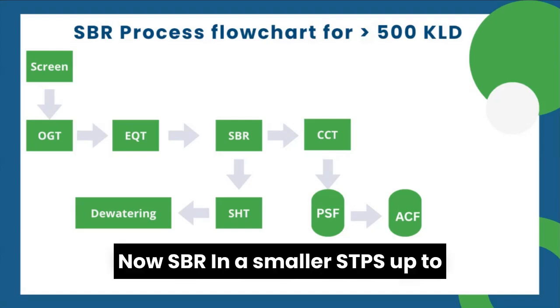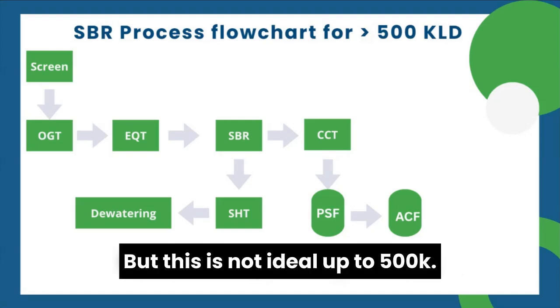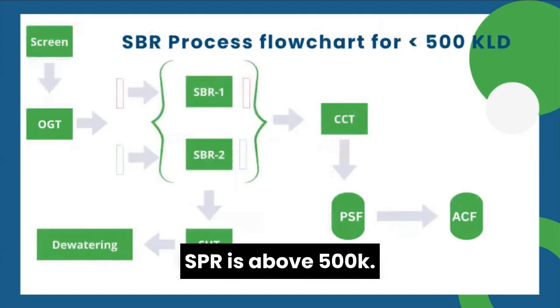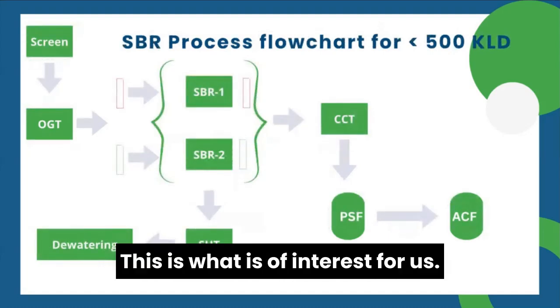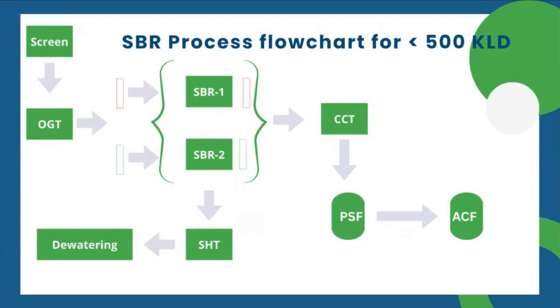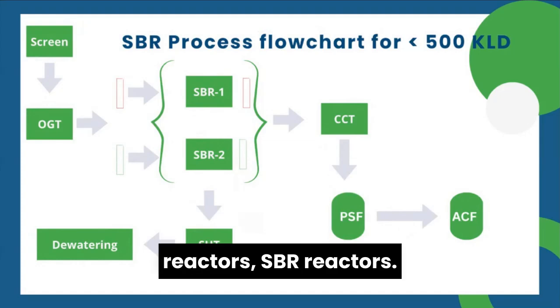All right. Now, SBR in smaller STPs up to 500 KL, this is the process followed. But this is not ideal up to 500 KL. Where exactly the world uses SBR is above 500 KL. This is what is of interest for us. Whenever we have a large capacity STP, there is no collection tank. There are two batch reactors, SBR reactors.